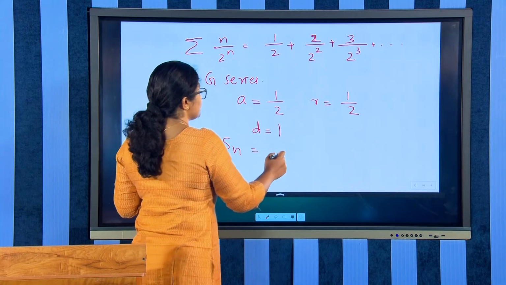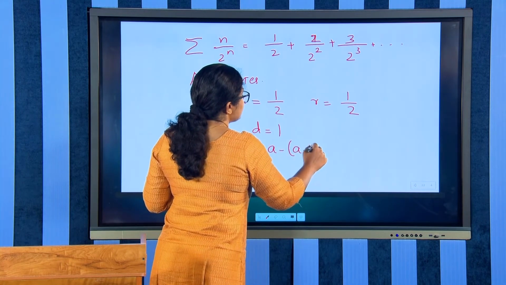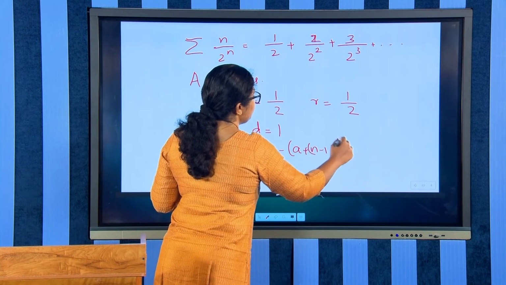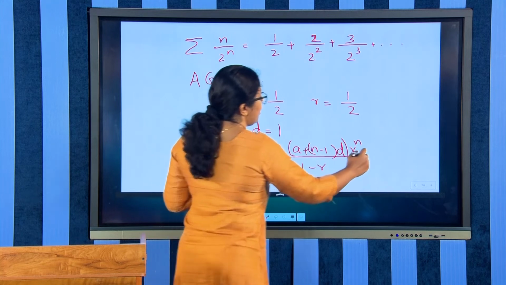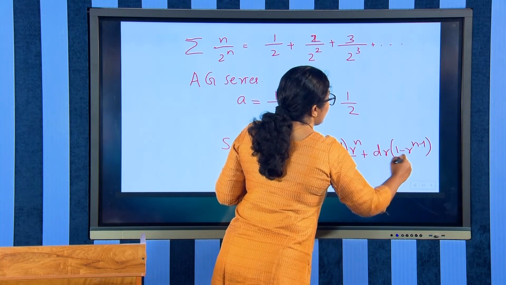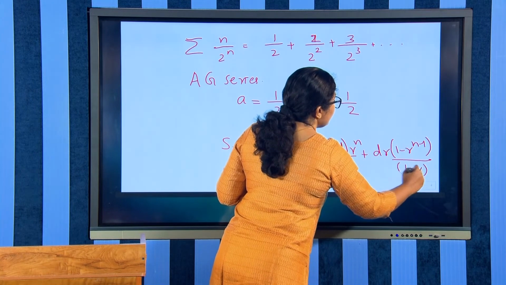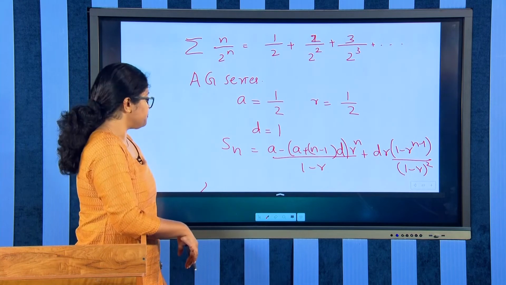sum to n terms of the series is equal to A minus of A plus n minus 1 times D, r raised to n upon 1 minus r plus dr into 1 minus r power n minus 1 by 1 minus r the whole square. Substituting, you will be getting the answer.